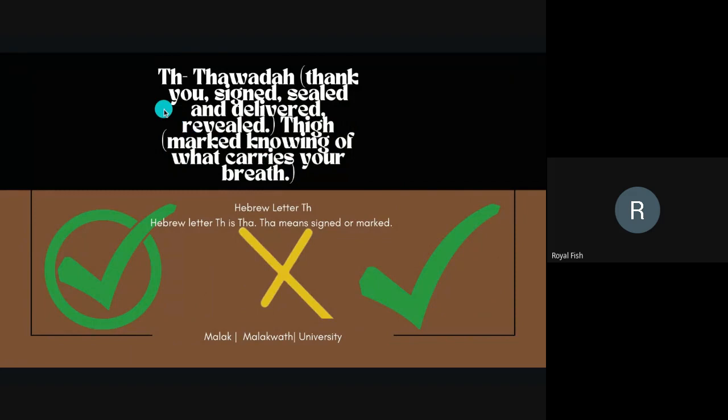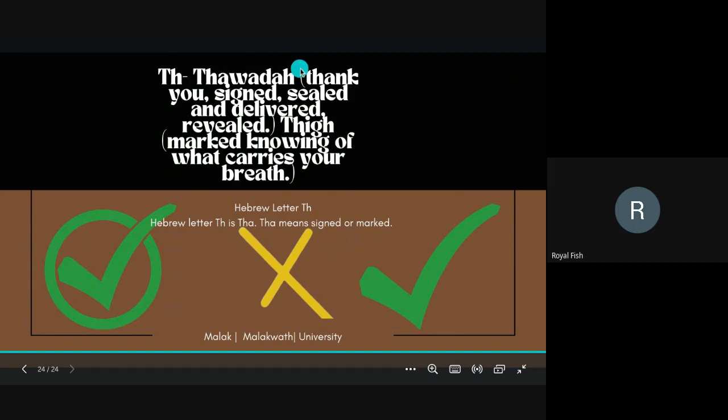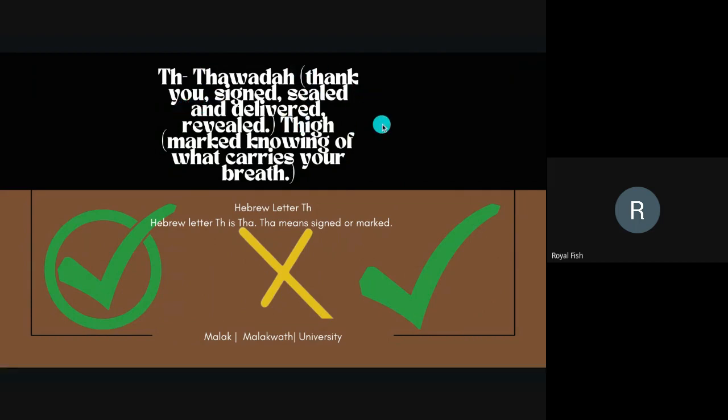Then we have our last letter, Tha. So for this part, Hebrew letter Ta is Ta. Ta means signed or marked. Ta, the water. Thank you, signed, sealed, and delivered, revealed. Thigh, marked knowing of what carries your breath. So Tawada is to be thankful, to be signed, to be sealed and delivered.